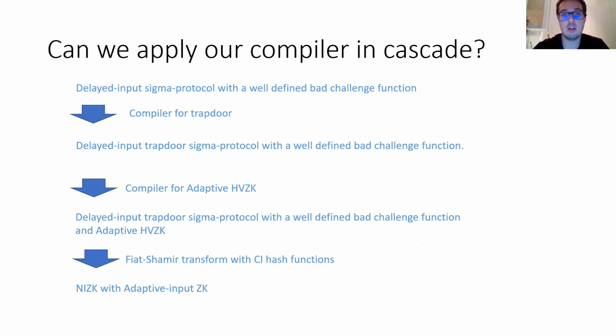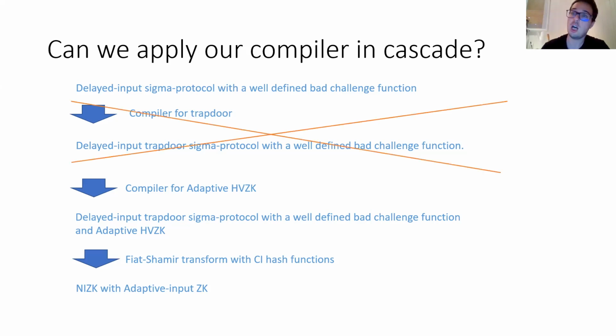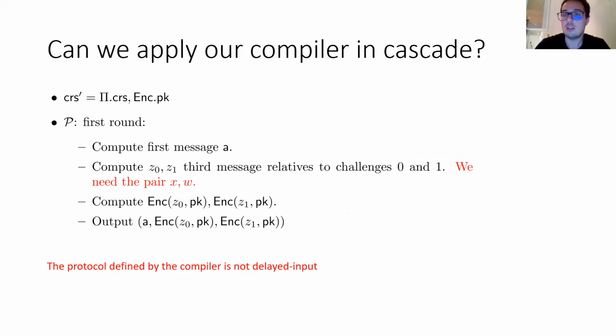However, we would like to use our two compilers in cascade and have this nice Fiat Shamir NIZK with adaptive input non-interactive zero knowledge. For example, we want to apply the compiler for trapdoorness, the compiler for adaptive input zero knowledge, and the Fiat Shamir transform. However, we can't do that. And the reason is that the trapdoor protocol defined by our first compiler is inherently not a delayed input Sigma protocol, since it needs the pair statement witness to compute the third messages from the beginning.